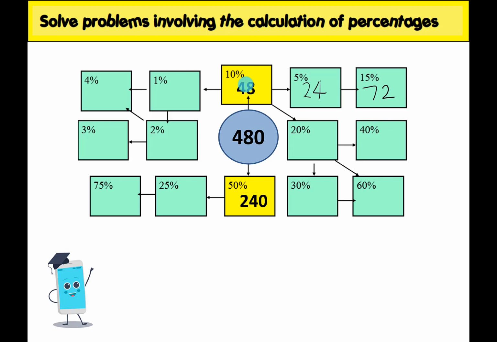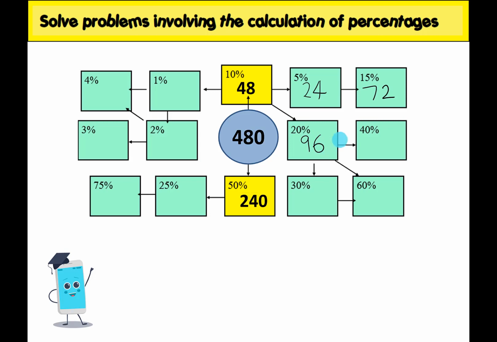Okay, let's go back to my 10%. I've got an arrow going down here. How do you think 10% links to 20%? Well, 20% is double 10%. Just like we halved for the 5%, we're going to now double for our 20%. 2 lots of 10% makes 20%, so 2 lots of our 48 will make 20% answer, which is 96.